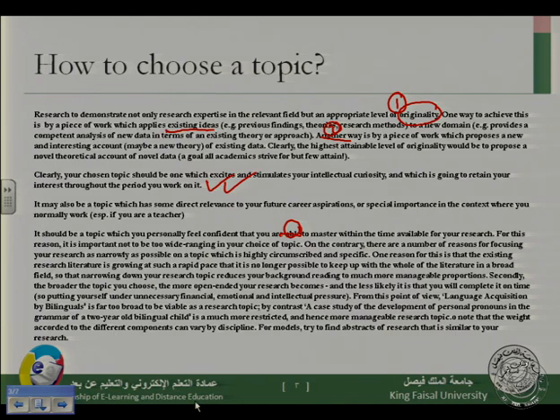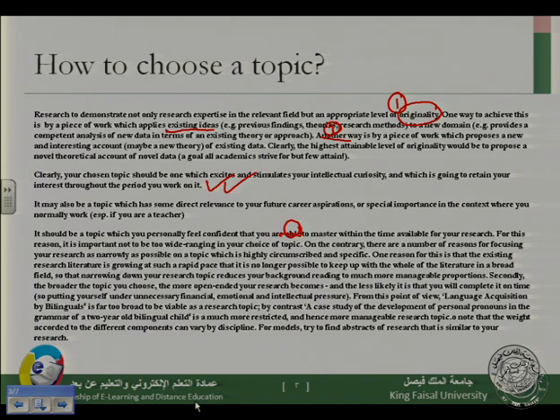Secondly, the broader the topic you choose, the more open-ended your research becomes. Yes, if it is very broad, it's going to be endless. It's going to be open-ended. You will find it very hard to close it or to reach conclusions, and the less likely it is that you will complete it on time. So you are putting yourself under unnecessary financial, emotional, and intellectual pressure. You can avoid all of these kinds of pressures: financial, time pressure, intellectual pressures.